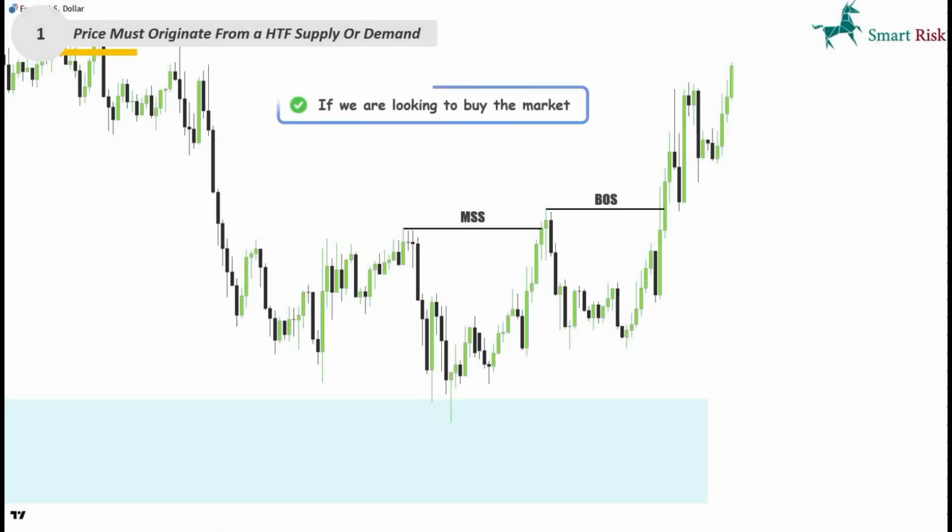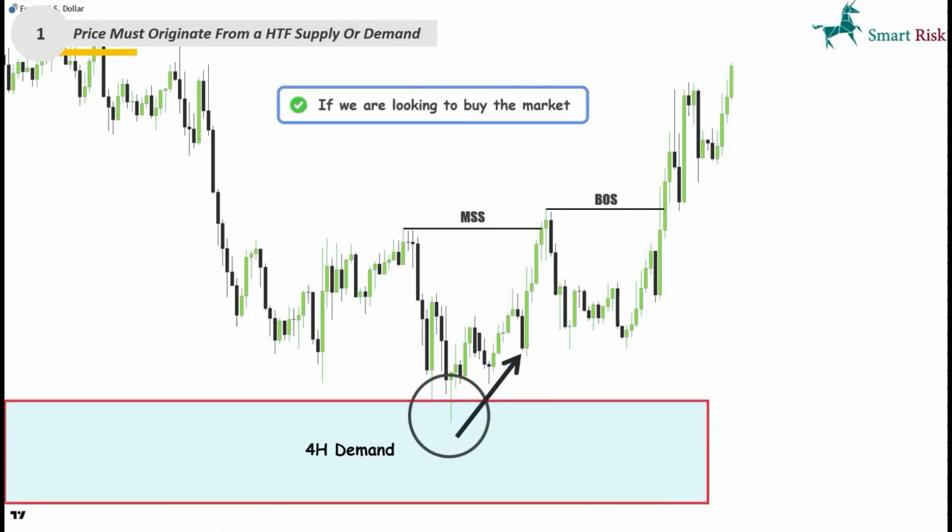For example, if we're looking to buy the market, the price should originate from an unmitigated demand area on the 1-hour or 4-hour time frame. On the other hand, if we want to sell, price must come from an unmitigated supply area. Identifying which side is in control is crucial, because if you don't know whether buyers or sellers are dominating the market, there's a high probability you'll end up trading against the real direction.